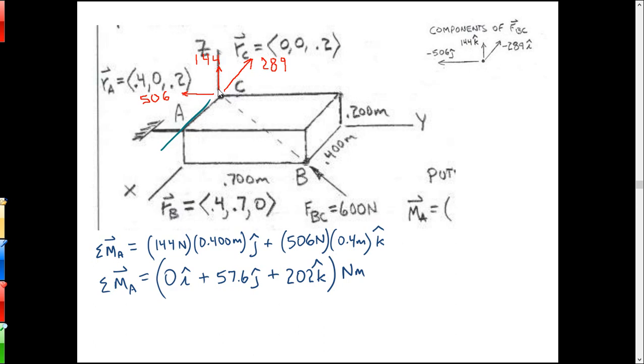Oh, and because we moved all the forces up to point C, they both have a distance of 1. Yeah, they are, because they both have the same moment arm, right? Okay, yeah. The AC is the moment arm.